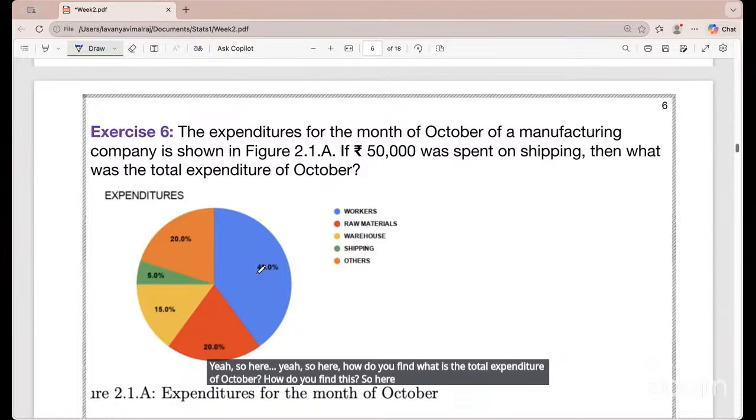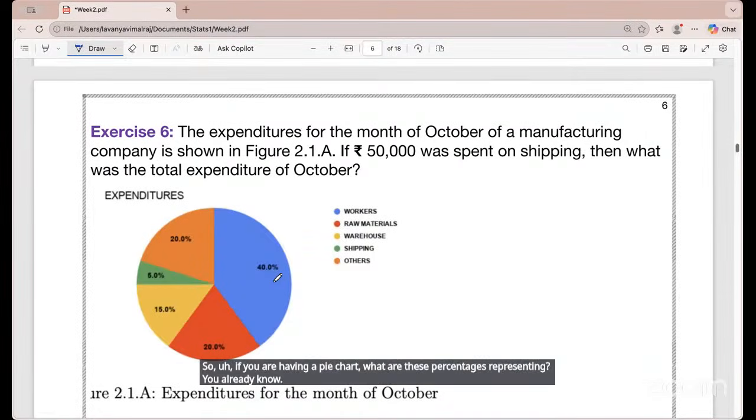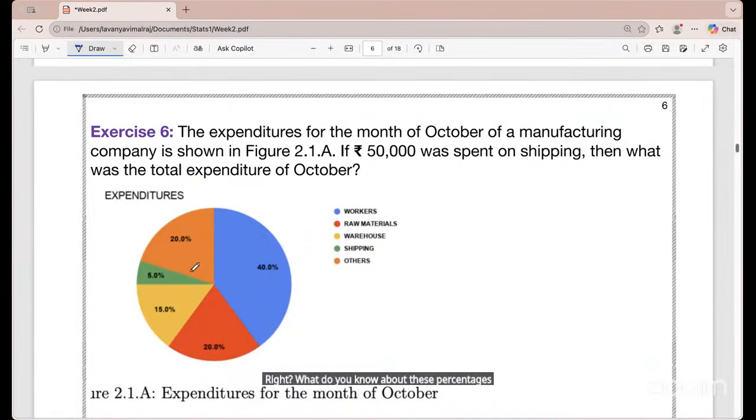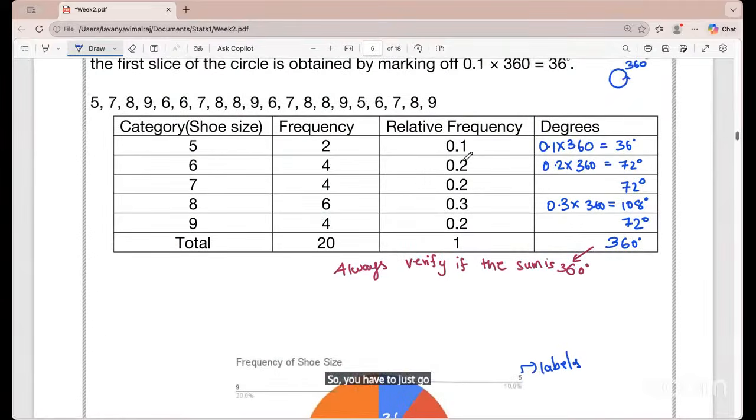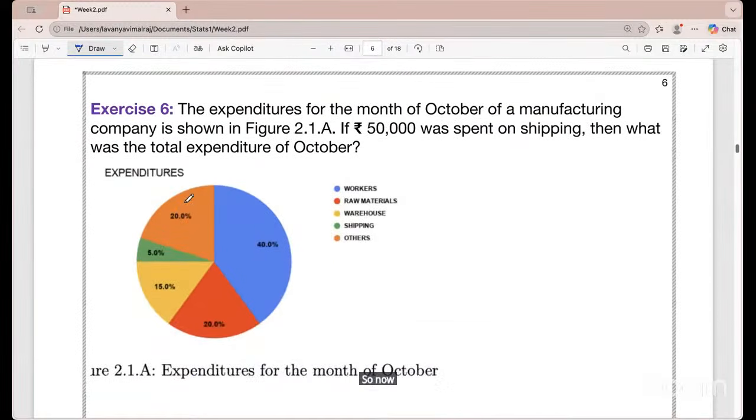First of all, you see that the percentages are given. If you have a pie chart, what are these percentages representing? How are they calculated? You have to just go back here. You can represent the same in terms of percentage: this is 10%, this is 20%, this is 20%, this is 30%, and this is 20%. So the relative frequency also gives you the percentage. Now, can you tell me what are this 25, 15, 20, and 40?